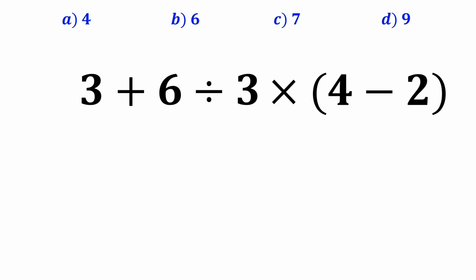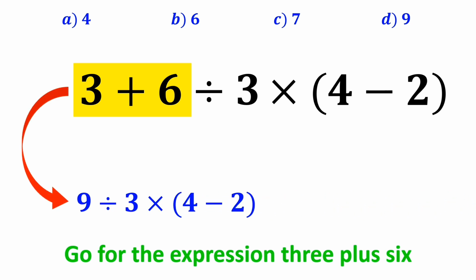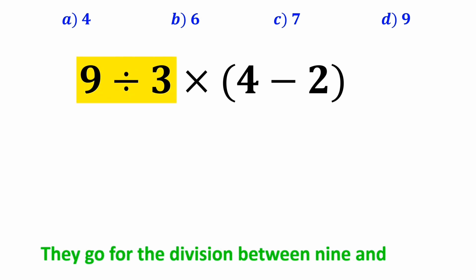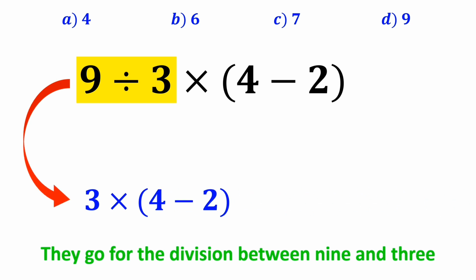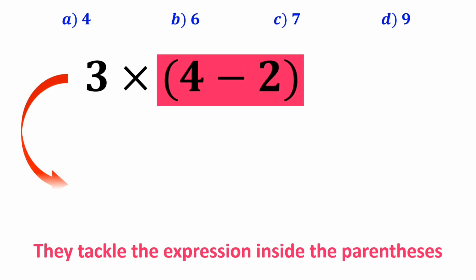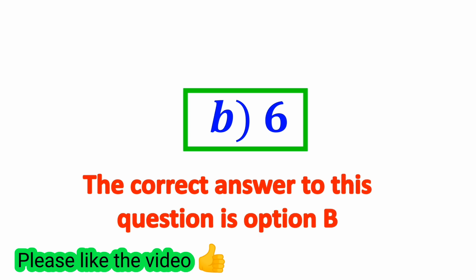Many people, when solving this question, first go for the expression 3 + 6 and write this as 9 ÷ 3 × (4 − 2). In the next step, they go for the division between 9 and 3, and this simplifies to 3 × (4 − 2). In the final step, they tackle the expression inside the parentheses and write it as 3 × 2, which ultimately gives them the answer 6. Then, without any hesitation, they quickly say that the correct answer is option B. But this answer is absolutely wrong.